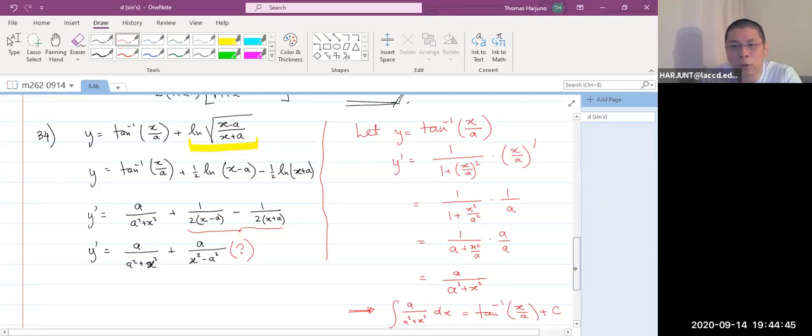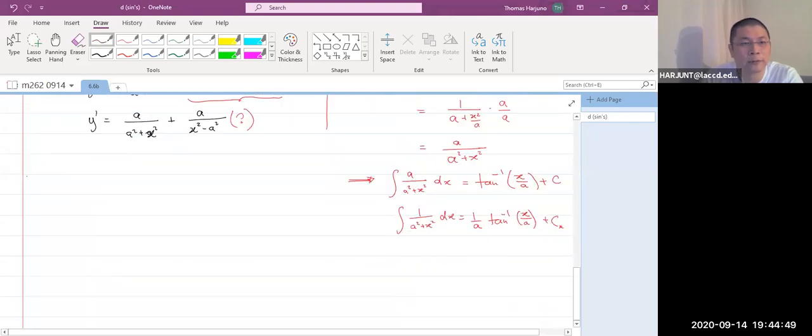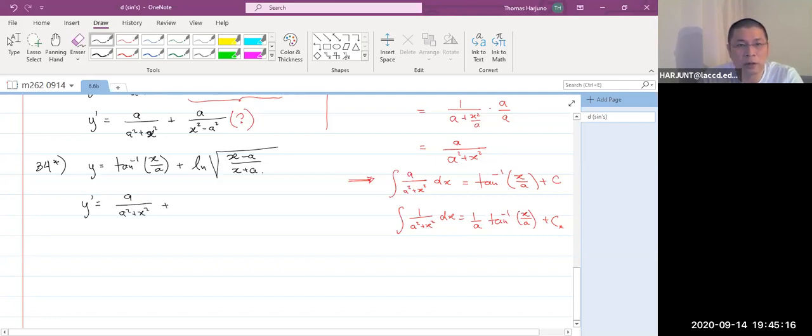Let's try to do it the regular way. So I will redo this number 34, but do it right away. y equals tangent inverse of x over a plus natural log of square root of x minus a over x plus a. So y prime here, this one we know, that's a over a squared plus x squared, plus the derivative of natural log of blah, which is 1 over blah times the derivative of this. See what happens if we don't simplify it first, then it will be a long journey.